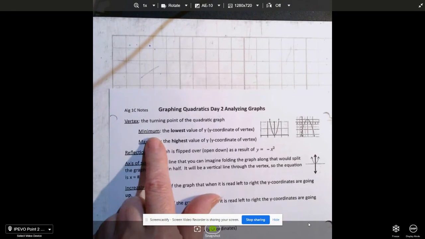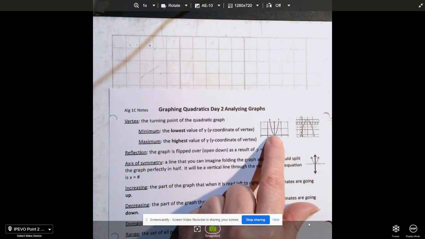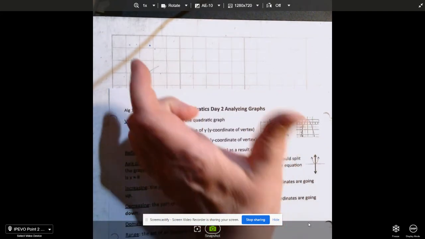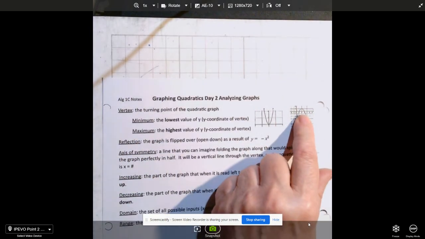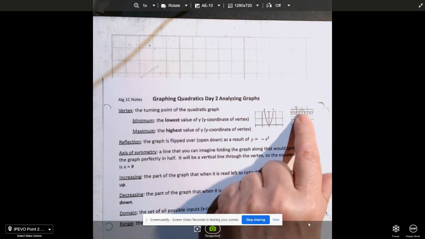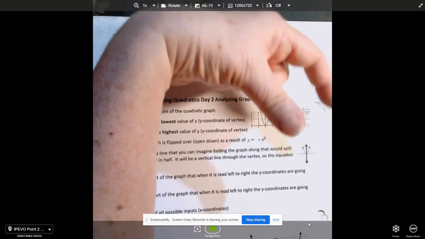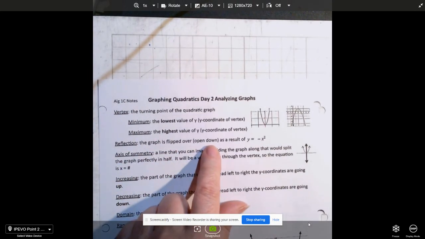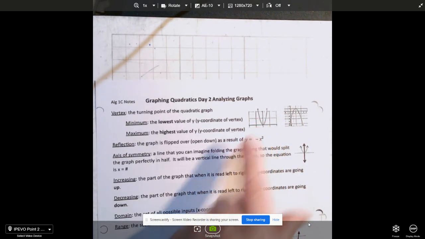Now, your vertex can be a minimum point, so it could be the lowest point of your graph. For instance, here, this is the lowest point on the graph, so your vertex would be a minimum. And this is said to open up because the V kind of looks like that, the opening is up. Or it could be a maximum, like this one here, where your vertex is the highest point on your graph, and this is said to open down because now your U is going the other way. So a reflection is when the graph is opening down. So this would be a reflection. This would not be a reflection.